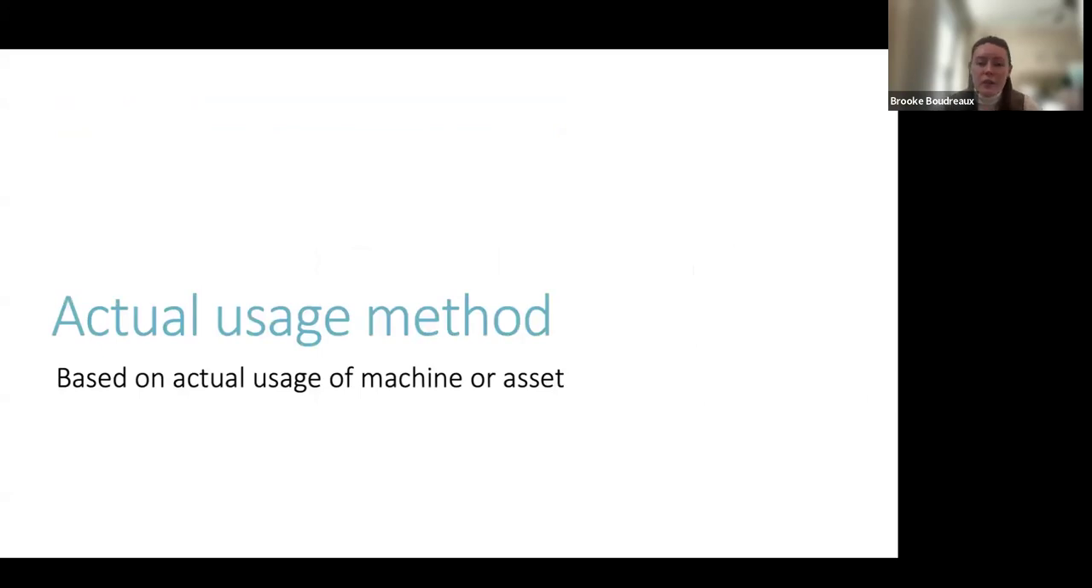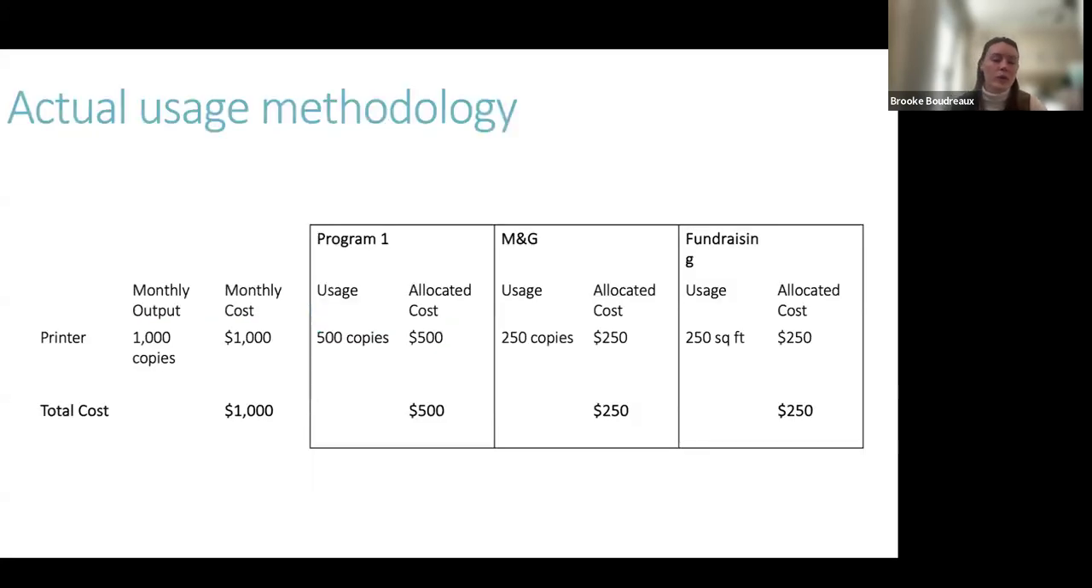And then the final method that we'll talk about is the actual usage method. And this is based on actual usage of a particular asset or a machine. And so in this example, we will use actual usage of a printer as an example. So if you have a printer or another asset where you're able to track the actual usage between your different programs and functions, this might be a great method for you to use in allocating those expenses.